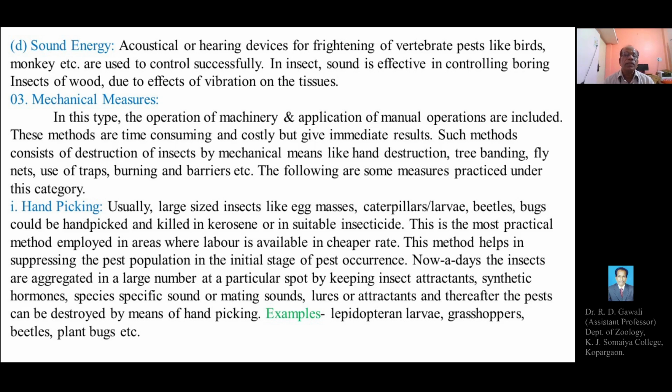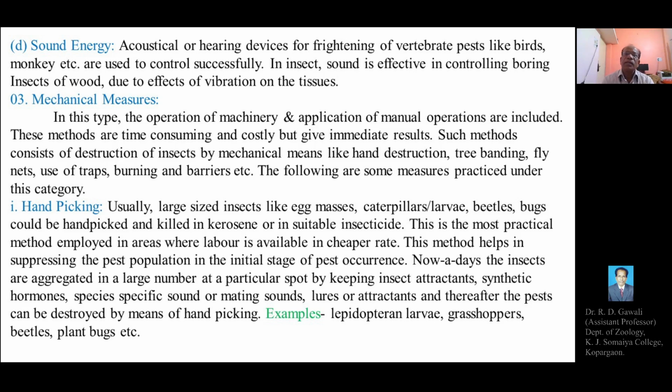So first one, that is hand picking. Hand picking is simply the hand picking of the larger stages of the insect pest. Usually large sized insects like egg masses, caterpillars or their larvae, beetles, bugs can be hand-picked and killed in kerosene or in a suitable insecticidal solution. This is the most practical method employed in areas where labor is available at a cheaper rate. This method helps in suppressing the pest population in the initial stage of the pest occurrence.